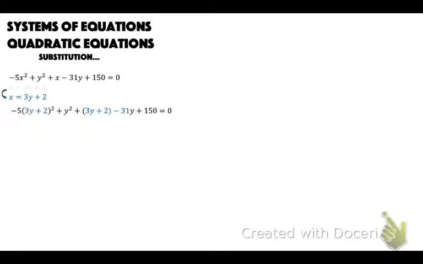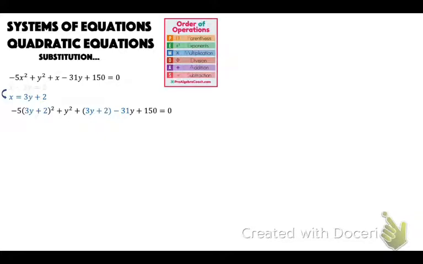So we have negative 5 times (3y plus 2) squared plus y squared plus 3y plus 2, I said minus 2 but it should have been plus 2, minus 31y plus 150 equals 0. Now, if you remember your order of operations, it goes PEMDAS: parentheses, exponents, multiplication and division at the same time, addition and subtraction. Please excuse my dear Aunt Sally, that's another way to remember that. We do parentheses first and then exponents.